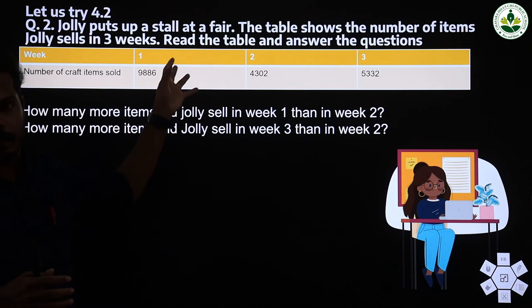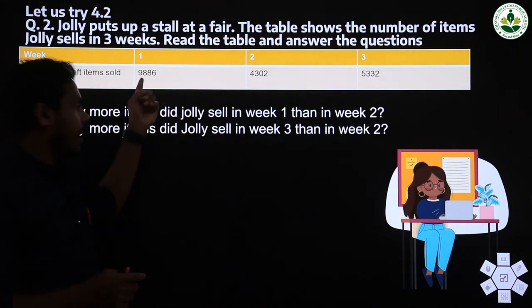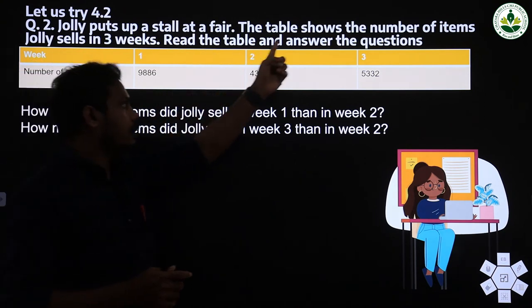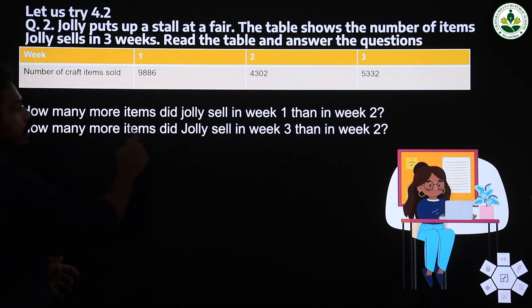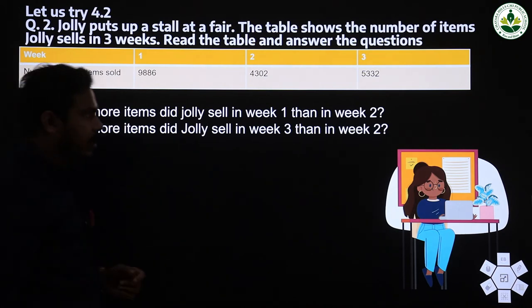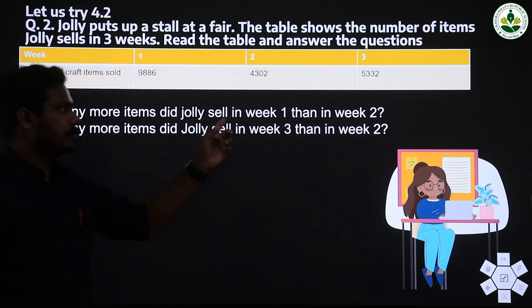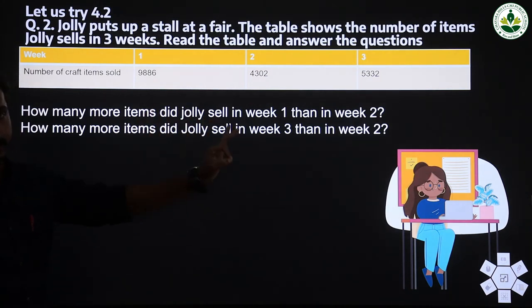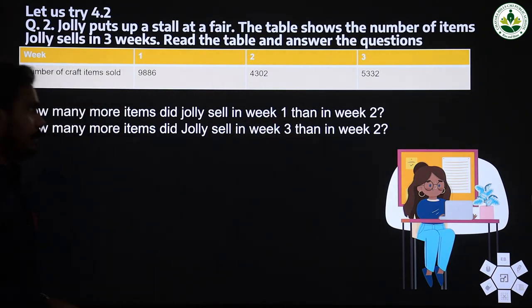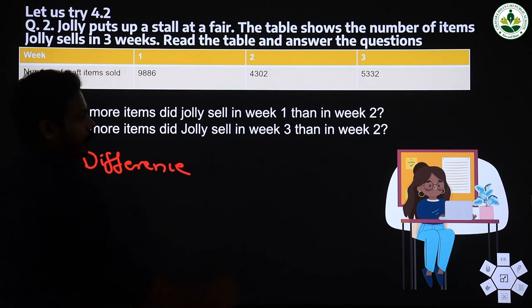In the table, they gave the number of items that she sold in 3 weeks. In the first week, she sold 9,886 items. Second week, 4,302 items. In the third week, 5,332 items. And the first question is, how many more items did Jolly sell in week 1 than week 2? From this sentence, we understand that we need to find the difference between week 1 and week 2.